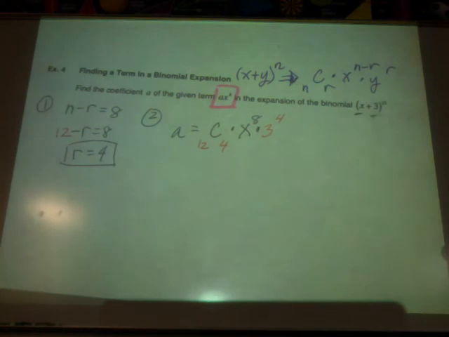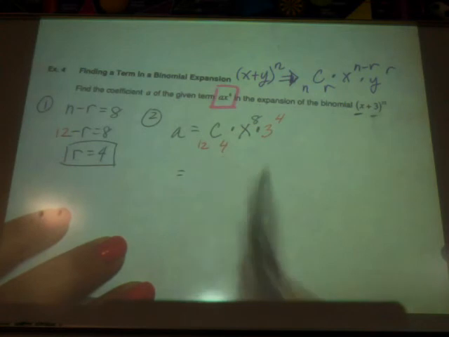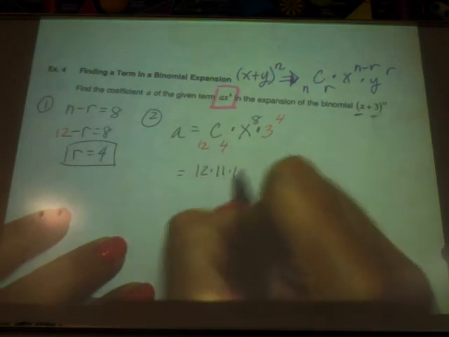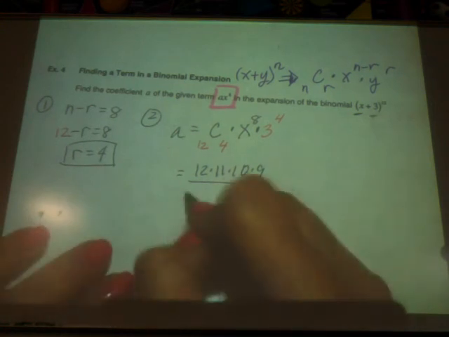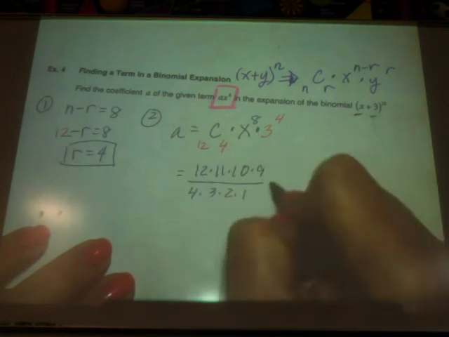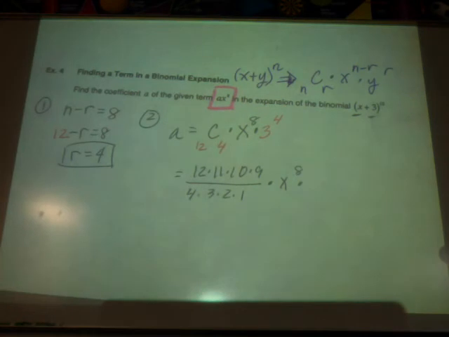So you can either use your calculator or you can find the, how hard is it to find a combination of 12 items taken 4 at a time? Remember the shortcut? Can I use a shortcut here? So your shortcut would be take 12 factorial but only write 4 of them, right? So 12 times 11 times 10 times 9 over what? 4 factorial. 4, 3, 2, 1 times x to the 8 times, what's 3 to the 4th? What? 81.